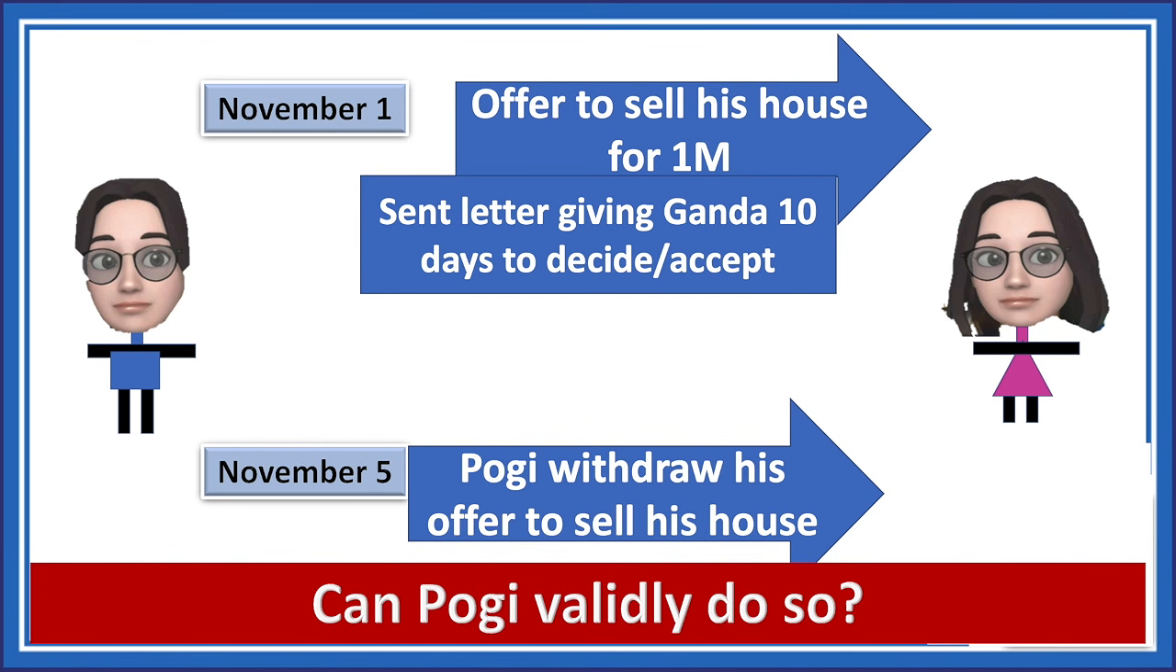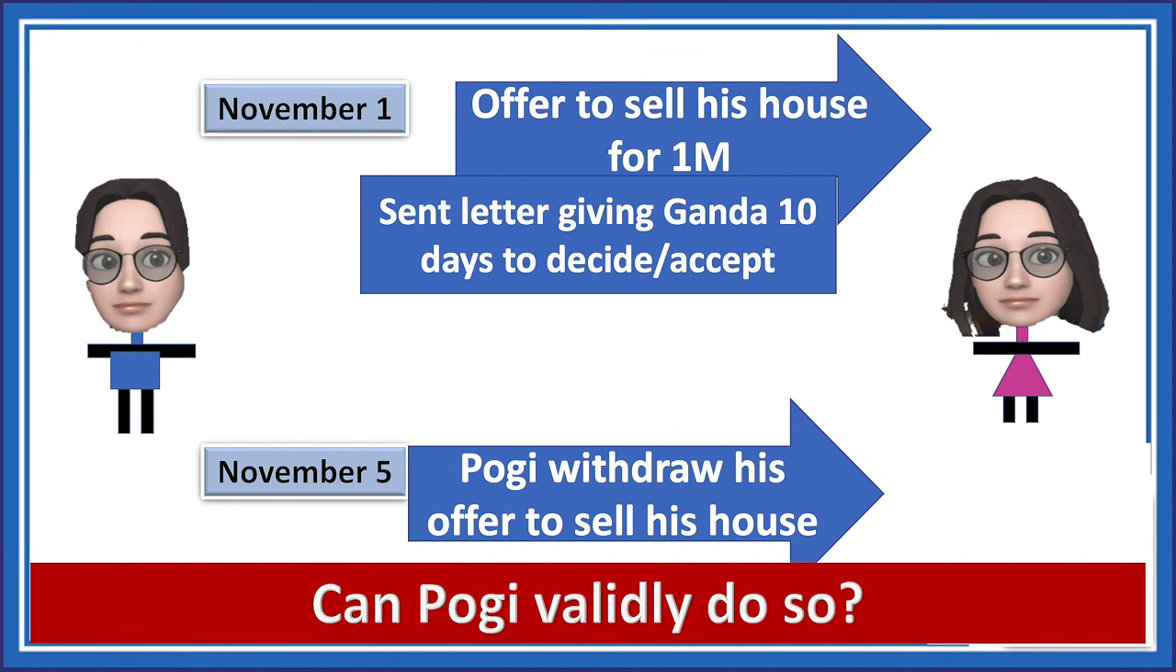Kasi mere offer lang naman yon, meaning withdrawable at any time. At ang sabi ko nga kanina, papaano i-withdraw? Kailangan lang i-communicate ni Pogi kay Ganda na he is no longer willing to pursue or just simply says na wini-withdraw niya na yung kanyang offer to sell, diba? Pwede naman yon. That is the rule under Article 1324, pero meron siyang exception.